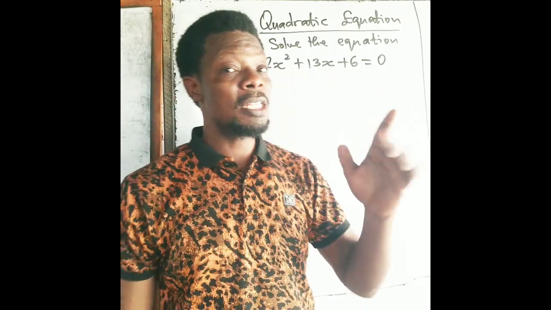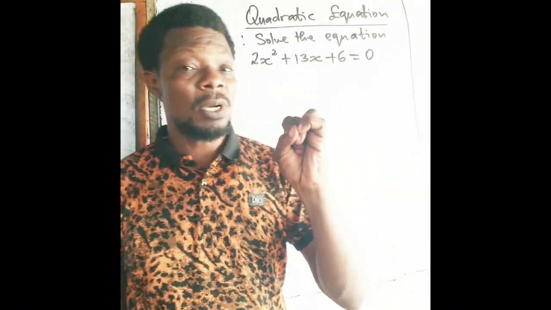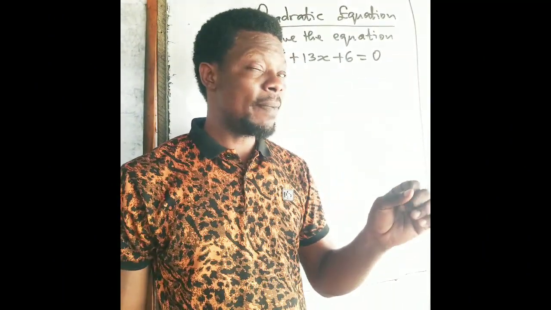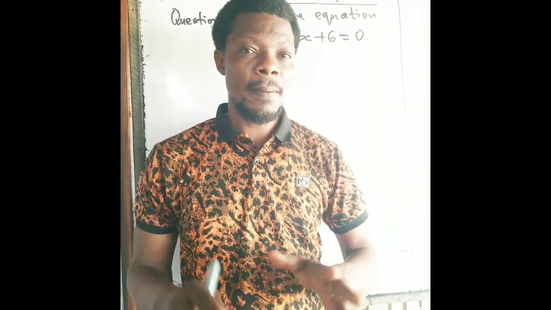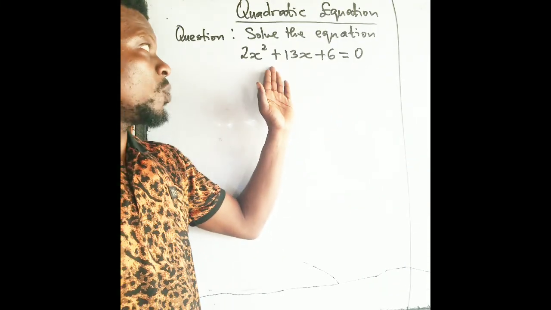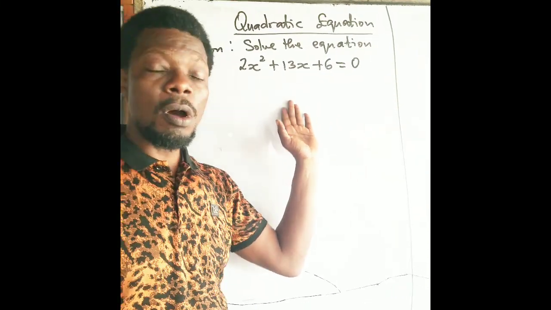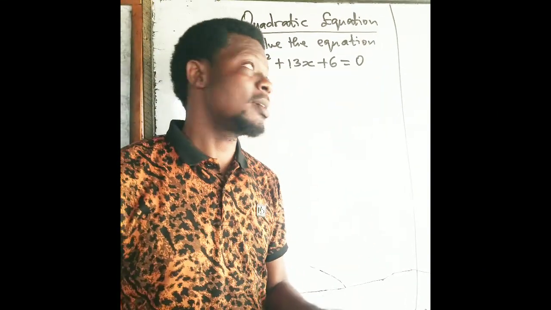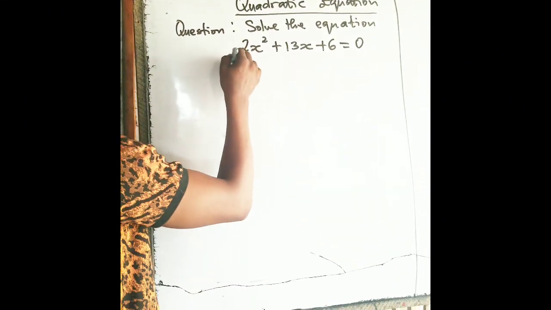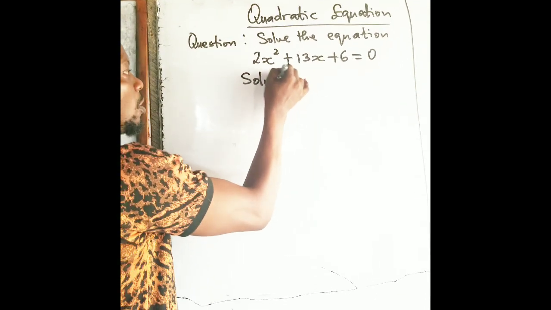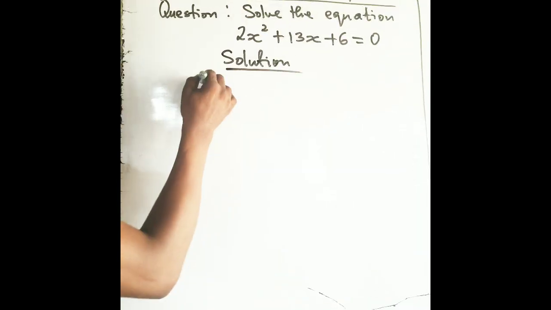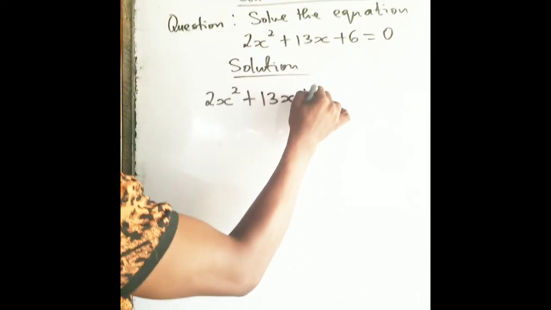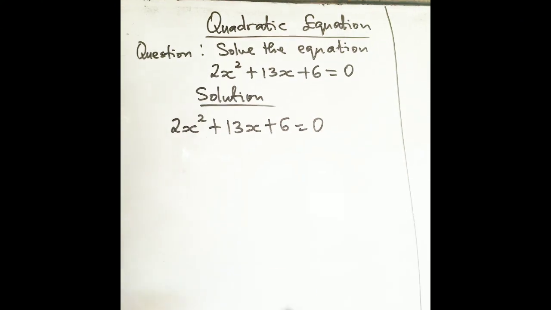the affected quadratic equation. They are the factorization method, the completing the square method, the formula method, and the graphical method. As usual, I'm going to use all the methods to solve this, and we are going to get the same answer. First, I would like to use the factorization method. We have 2x squared plus 13x plus 6 equal 0.